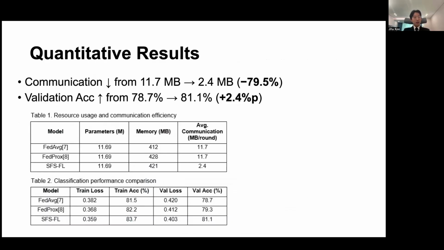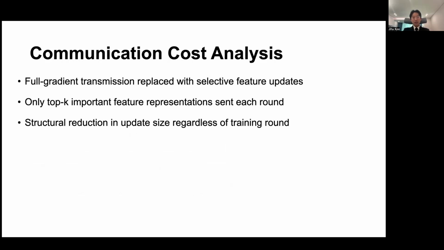These tables summarize the main results. Communication was reduced from 11.7 megabytes to just 2.4 megabytes per round, which is around a 79.5% reduction. And despite sending far less information, accuracy actually improved from 78.7% to 81.1%. This demonstrates that selective feature transmission not only reduces bandwidth, but also leads to stronger generalization by reducing noisy updates. But why does communication decrease so much?